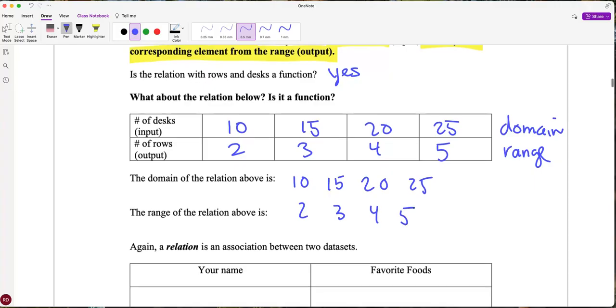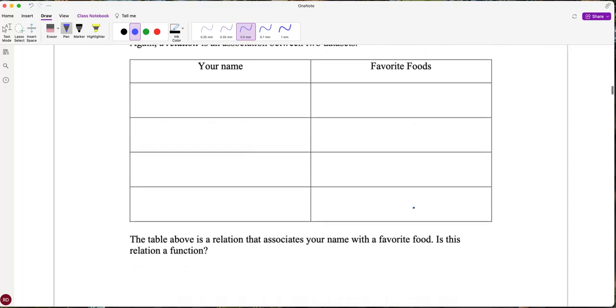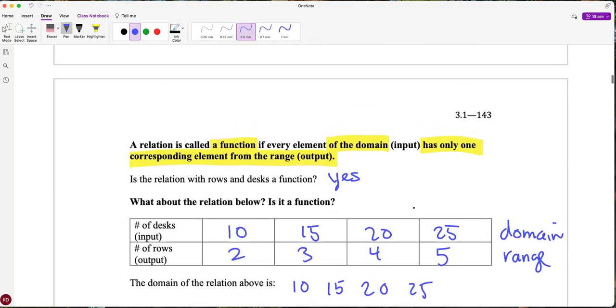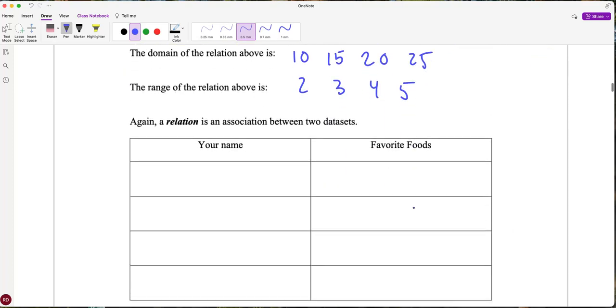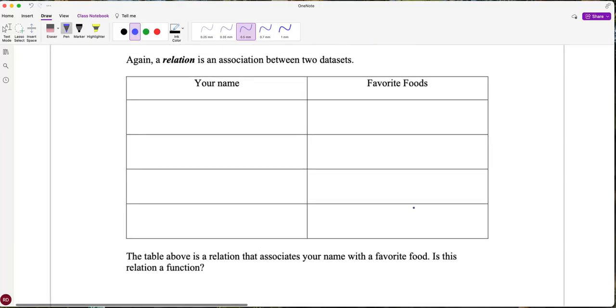So again, the relation is just the association between two data sets. It's one of the things I'm not going to count off for now. Maybe in high school someone will, but I'm not going to count off for it now. Just list them out.